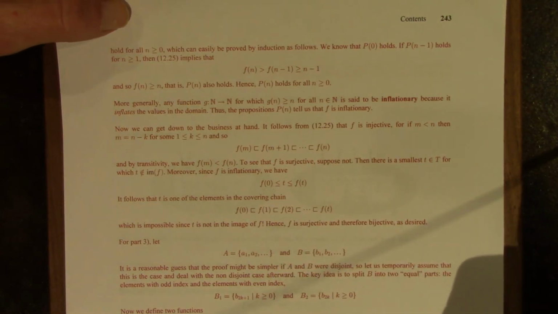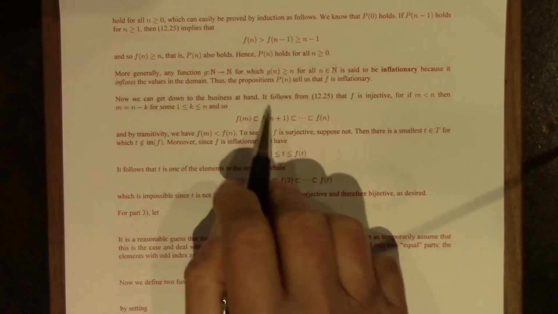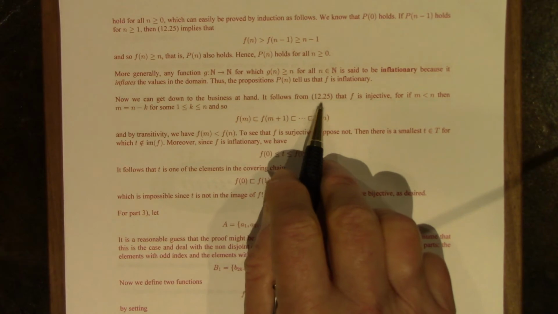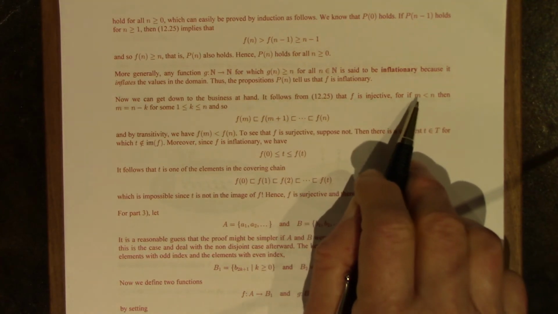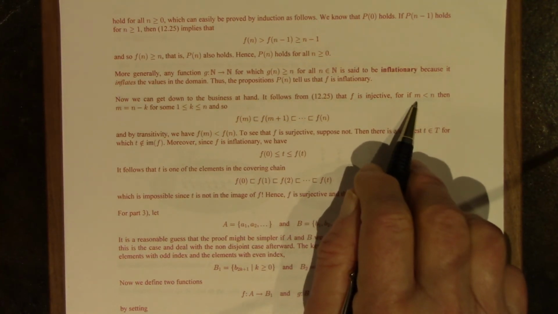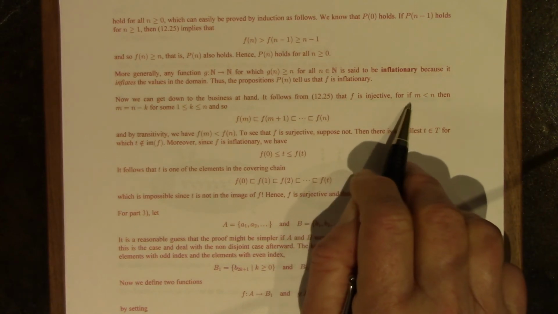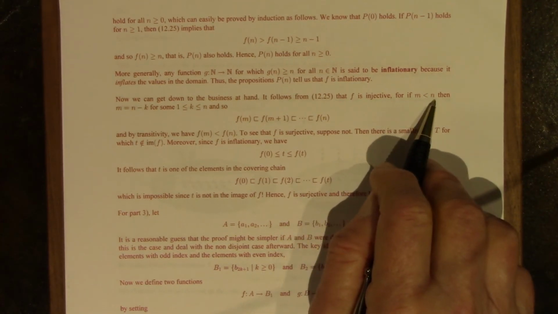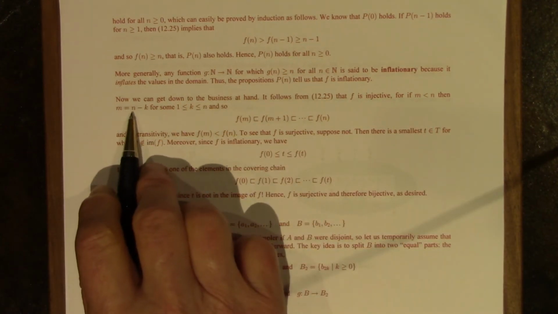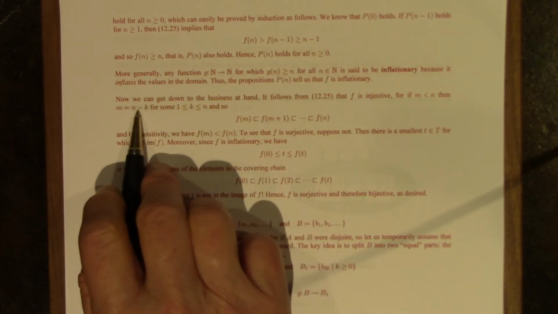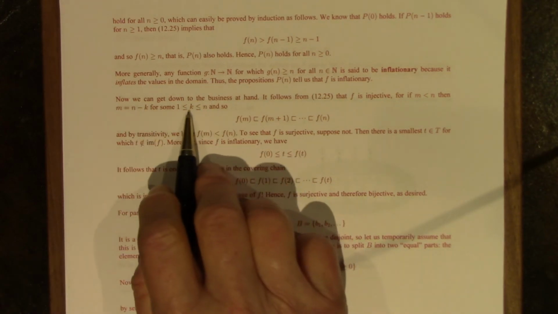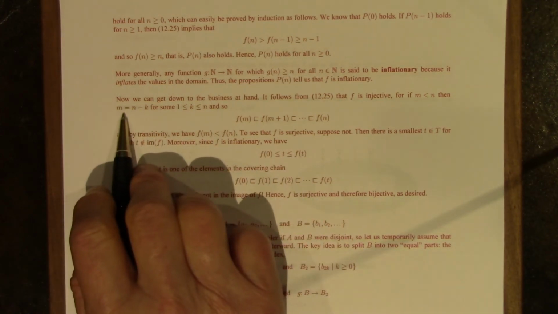Now we can get down to the real business. We've got a couple of properties of the function f that we can work with to show that f is bijective. This covering chain business tells us immediately that f is injective, because if we have two different natural numbers, m and n, we can assume, because of symmetry, that m is less than n. Then m will have the form n minus k for some k between 1 and n. So if k is 1, this m is just n minus 1. When k goes all the way up to n, m is 0.